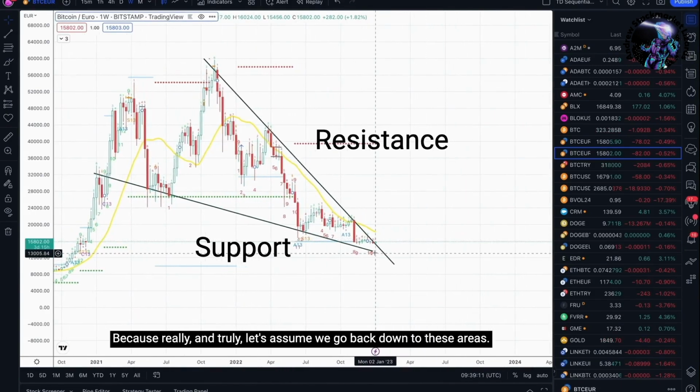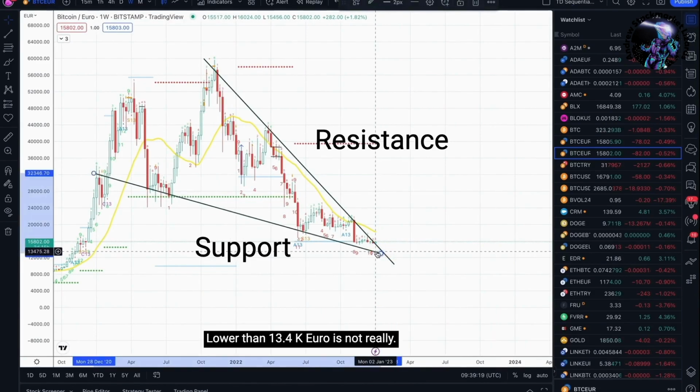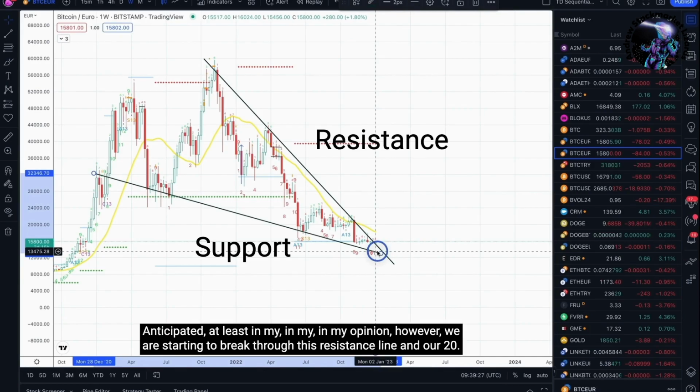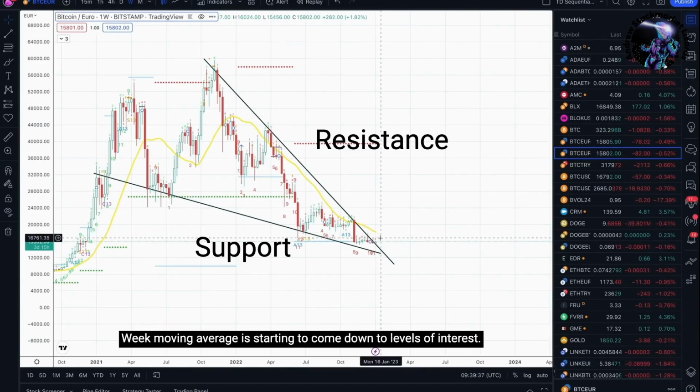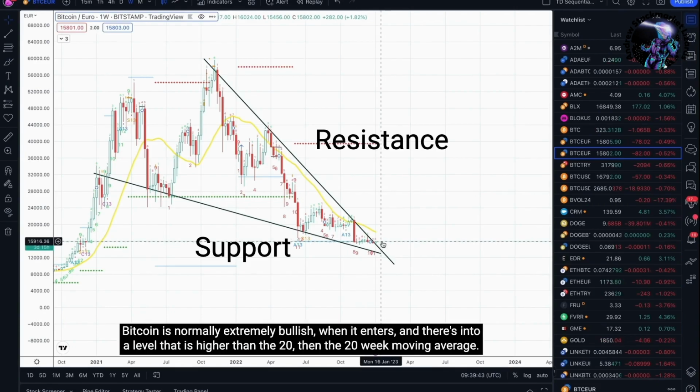Because really and truly, let's assume we go back down to these areas. Price lower than 13.4k euro is not really anticipated, at least in my opinion. However, we are starting to break through this resistance line, and our 20-week moving average is starting to come down to levels of interest. We know that Bitcoin is normally extremely bullish when it enters into a level that is higher than the 20-week moving average.